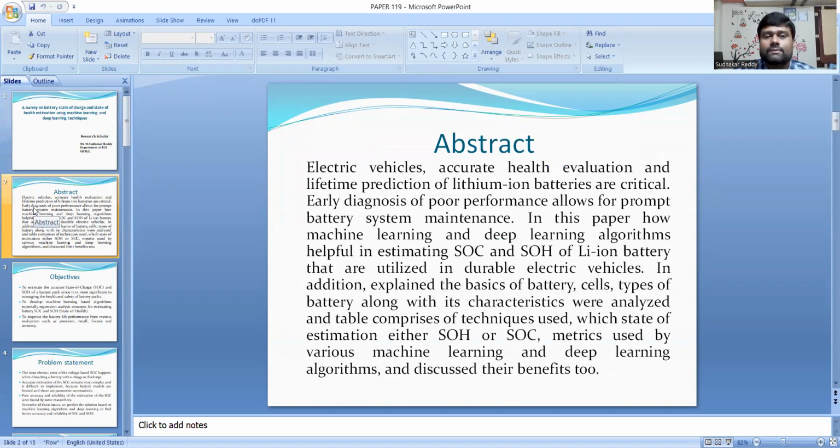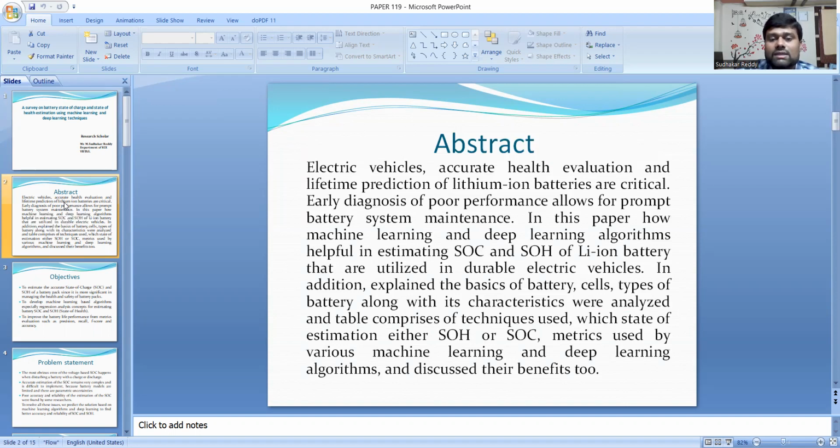Next, abstract. For electric vehicles, accurate health evaluation and lifetime prediction of lithium-ion batteries are critical. Early diagnosis of poor performance allows for prompt battery system maintenance. In this paper, I show how machine learning and deep learning techniques and algorithms are helpful in estimating the state of charge and also state of health of lithium batteries that are utilized in durable electric vehicles.